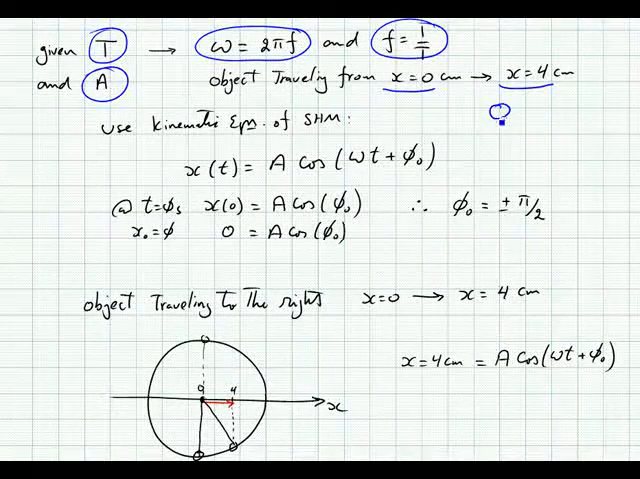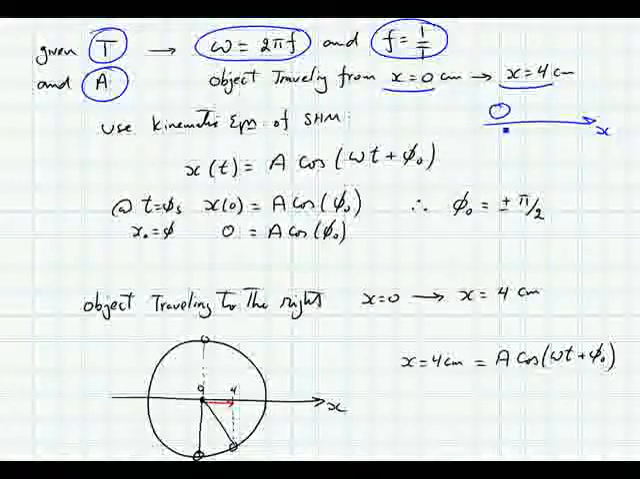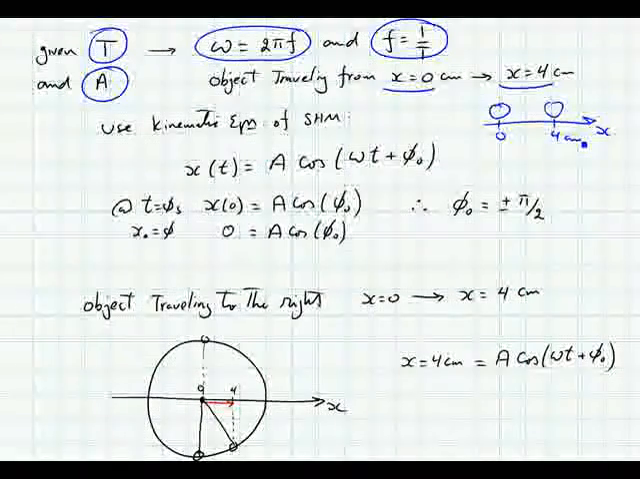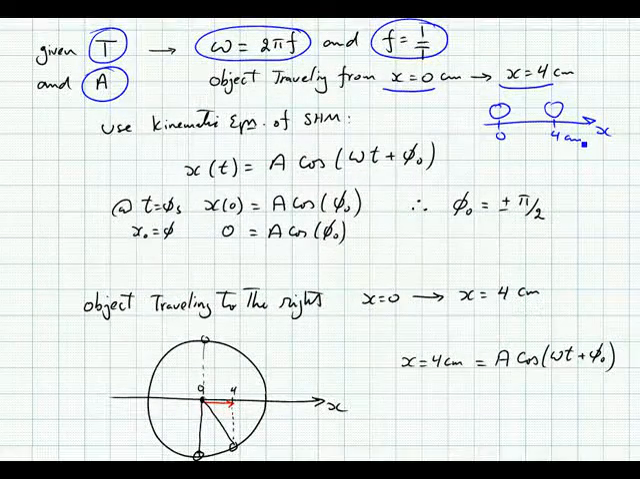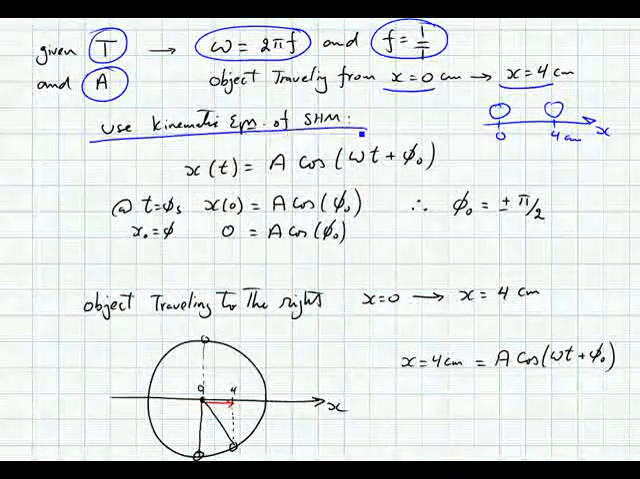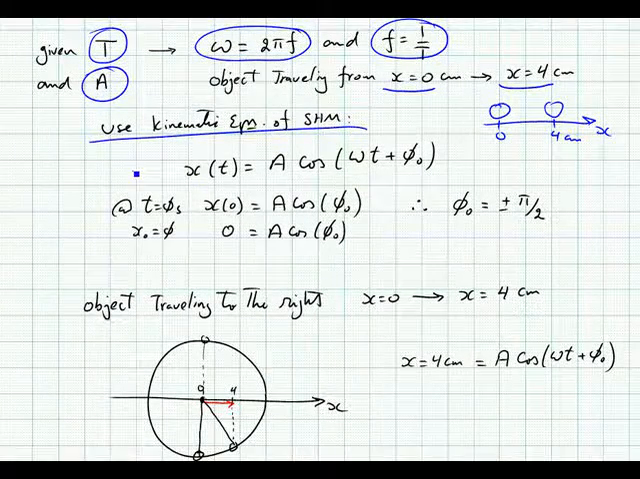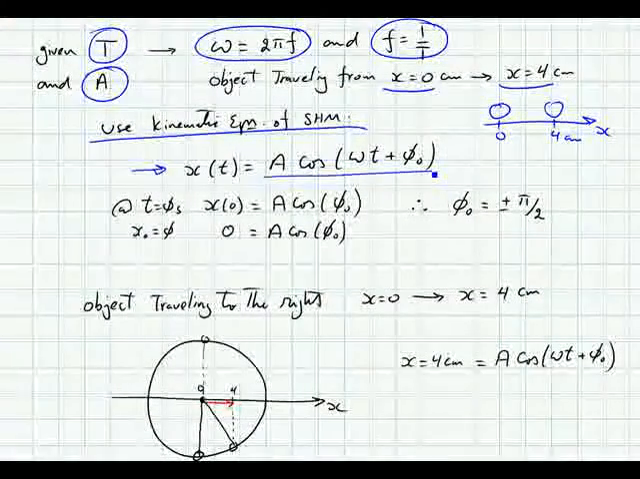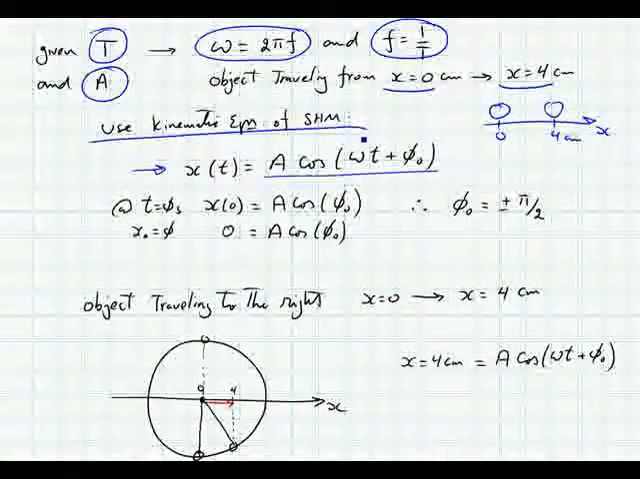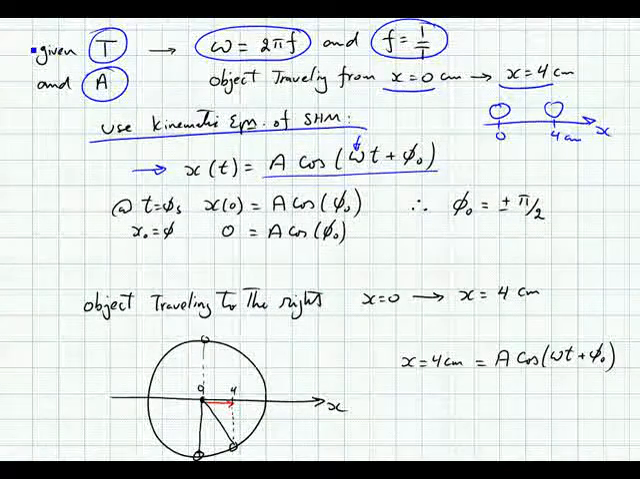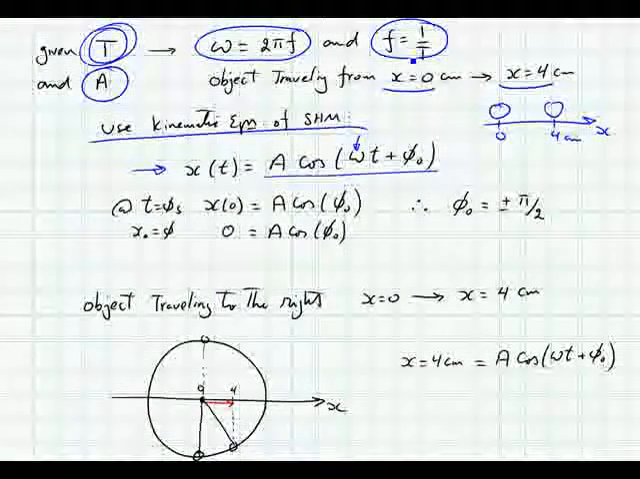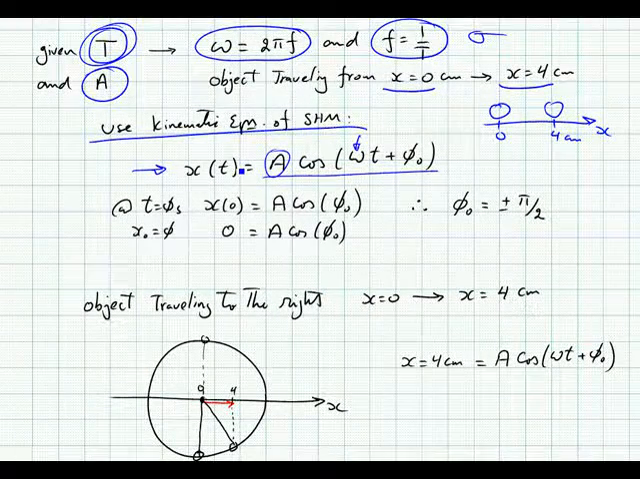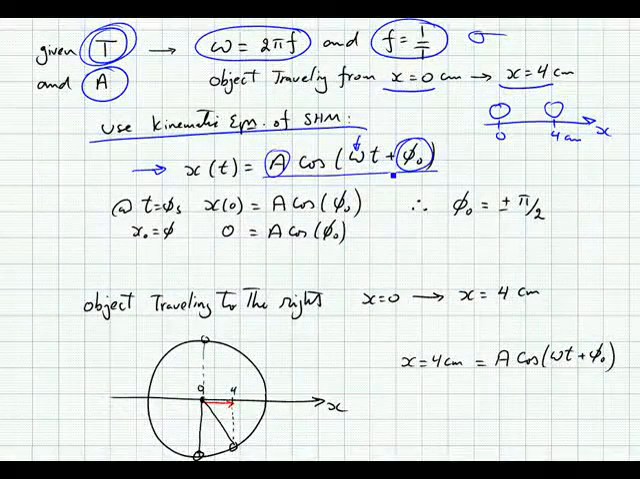So we have an object that is going along the x-axis from the 0 position to a 4 centimeter position. Obviously the object is moving to the right, so what we need to do is use the kinematic equation of simple harmonic motion. The one for position is x equals A cosine of omega t plus phi naught. Omega we know because we're given the period, so you can calculate what omega is using the expressions up here. And A we are given, but we do not know what phi naught is, so phi naught we need to figure out.